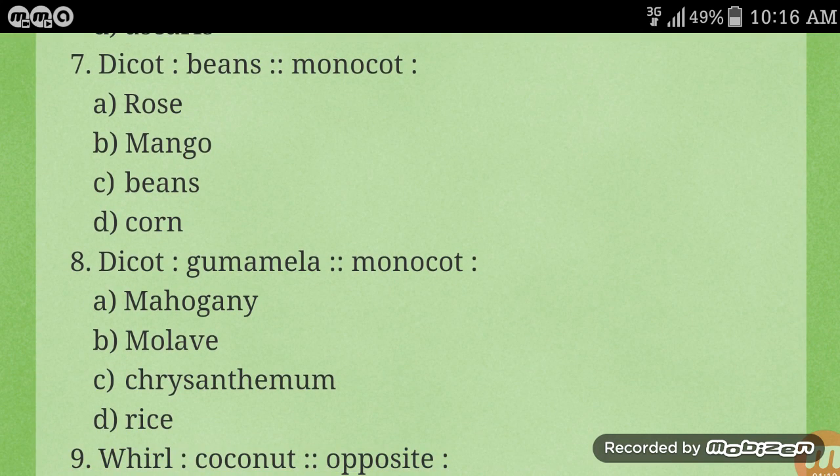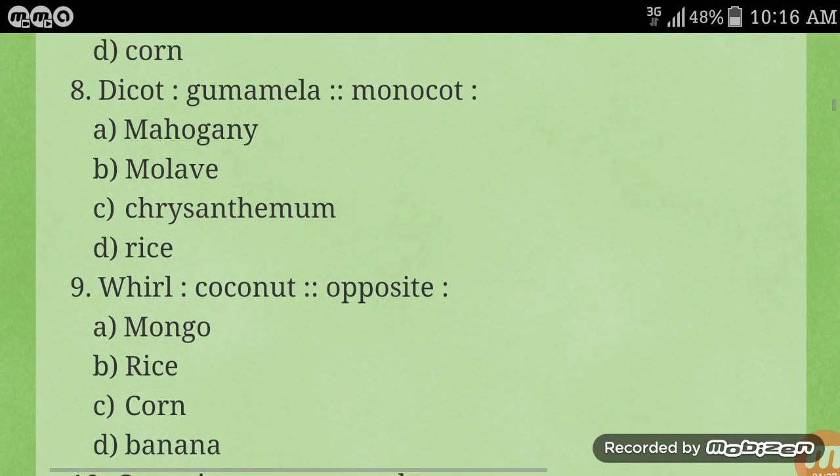Next, dicot, example is beans. Monocot, example is corn. Why? Rose, mango, and beans have netted venation, whereas corn has parallel venation. If you can see the leaves of these plants, the corn has parallel venation, or the veins are arranged parallel along the leaves, and that is one characteristic of monocot.